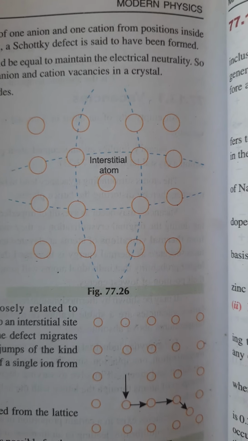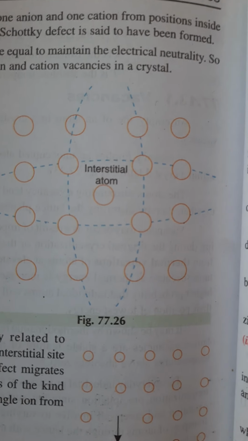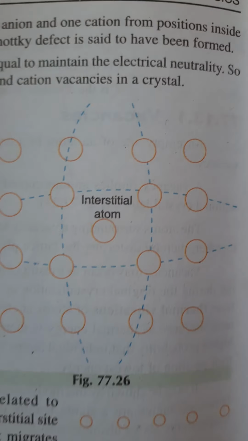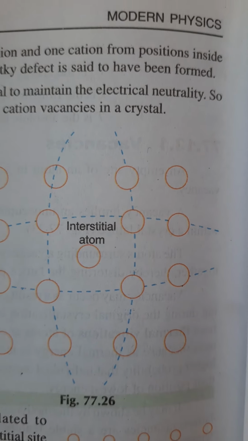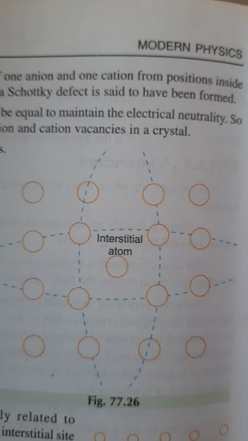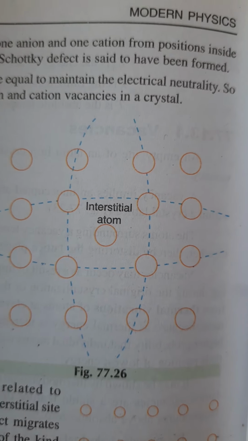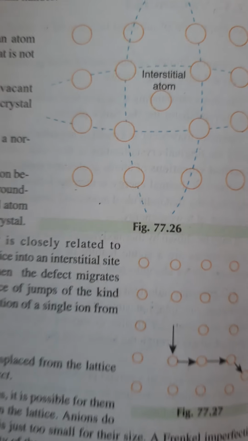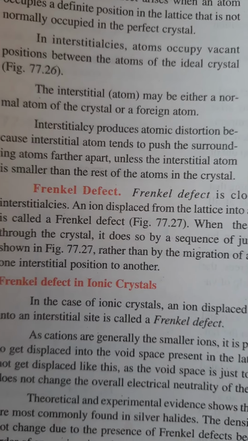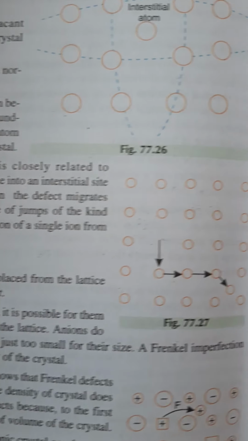And when you come to interstitials, you are seeing this is the interstitial atom, which is not in the regular place of the atom. It has come and sat here, and this type of point defect is called interstitial. Okay, and in that we discuss Frenkel defect. Frenkel defect is very close to this.